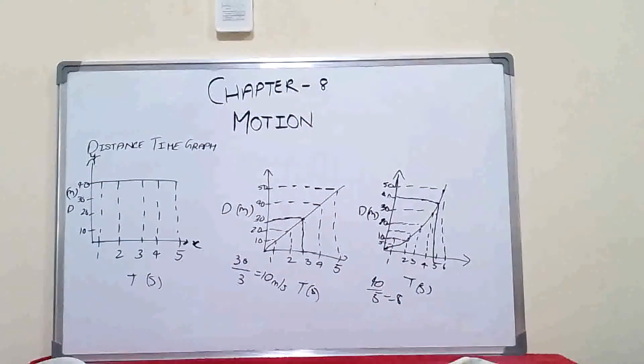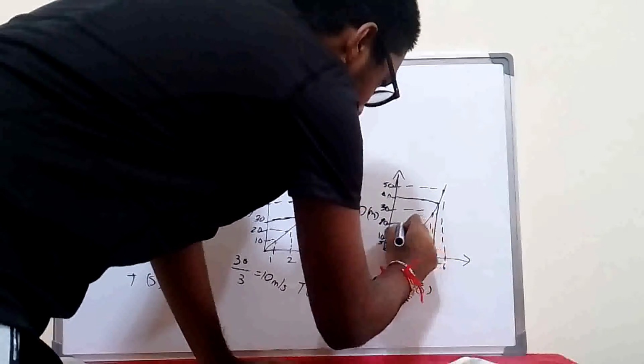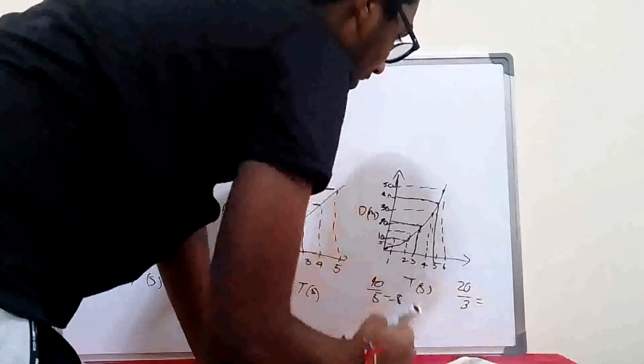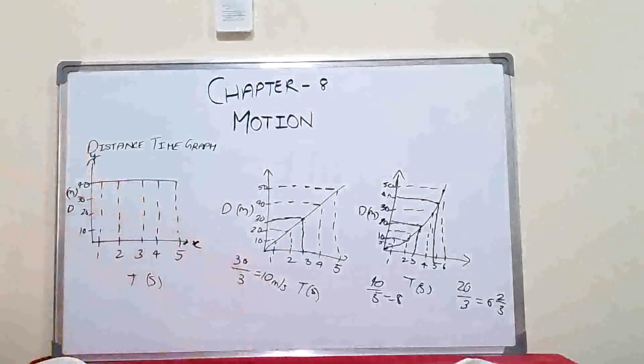Now if you want to find what's the speed at 3 seconds, we will draw a parallel line and again a parallel line. Here it's going to be 20 divided by 3, and we will get the answer in decimals. For example, it will be 6 2 by 3. So that will be the speed. So we can see here that the speed is not the same, it's changing. That's why it's a curved line. So these are some examples of distance time graph.